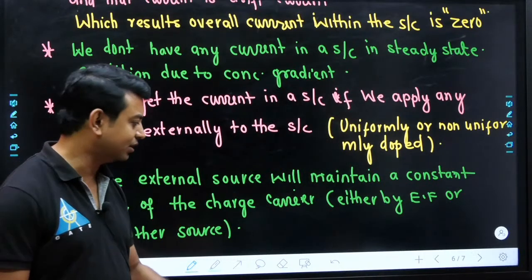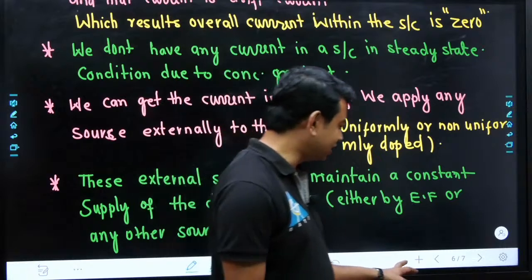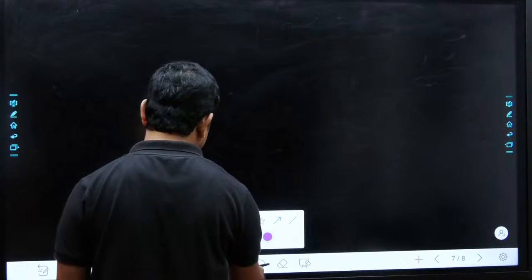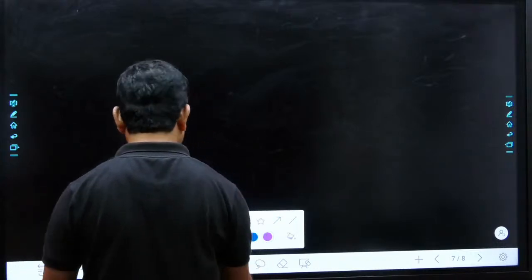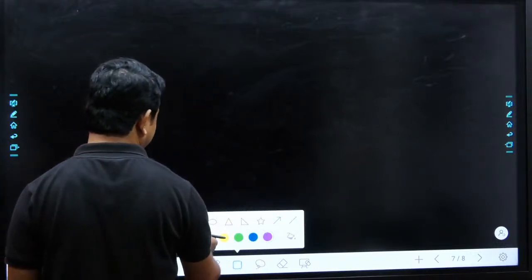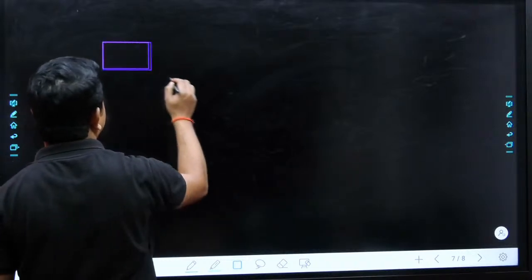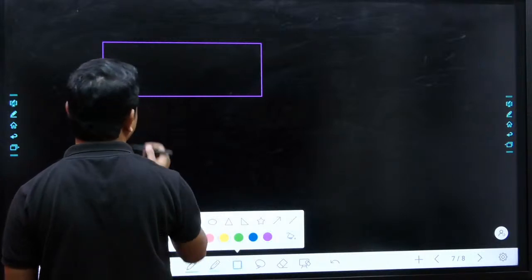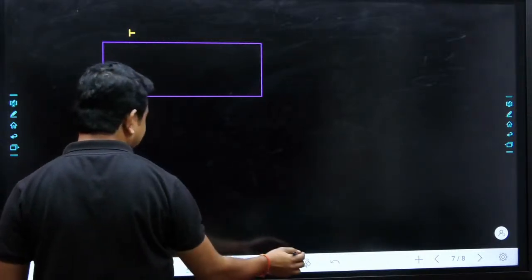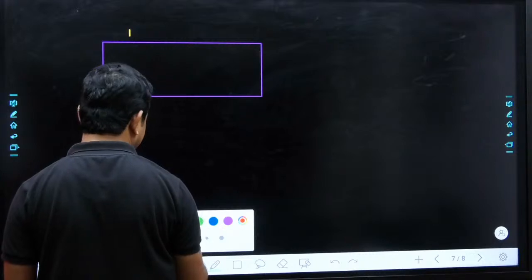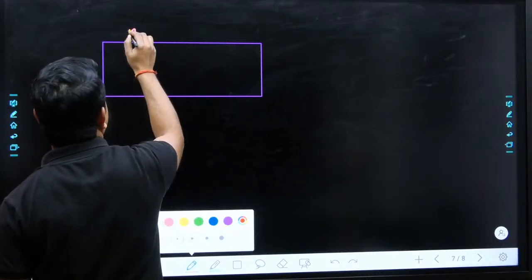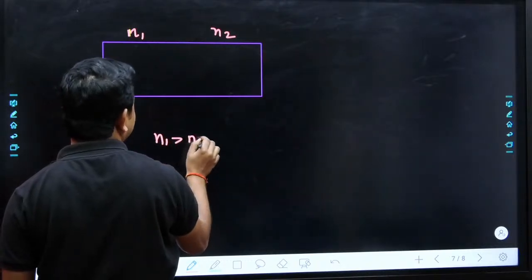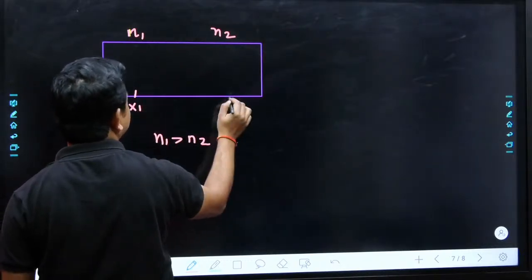Okay. If you are not understanding these wordings, then definitely we have to visualize the things in a proper way. How to visualize the things? We are going to draw a simple semiconductor body, and this semiconductor body is non-uniformly doped. Suppose we have the concentration N1 here, and here we have N2. So, N1 is greater than N2, and this is the position x1 and this is x2.